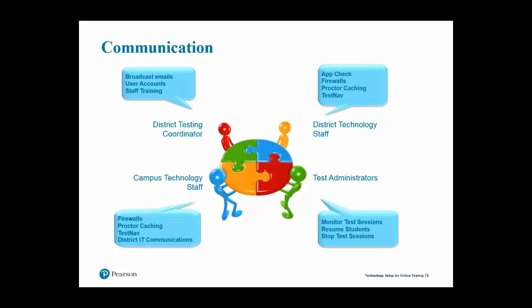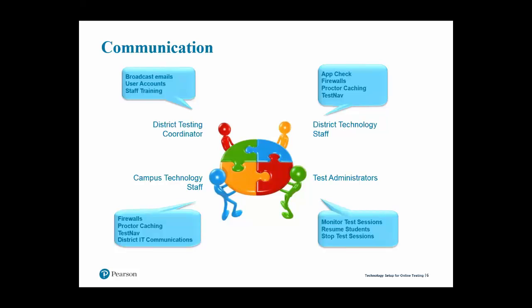So along the lines here of communication, you want to make sure you have a plan of action set in place here for your test administrators as far as who is going to be their first line of contact if anything goes wrong while a student is testing. Are they going to contact you at the campus level? Are they going to contact the campus coordinator? Are they contacting the district testing coordinator?